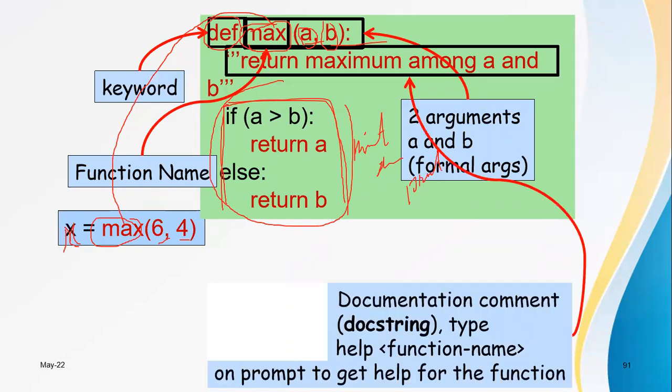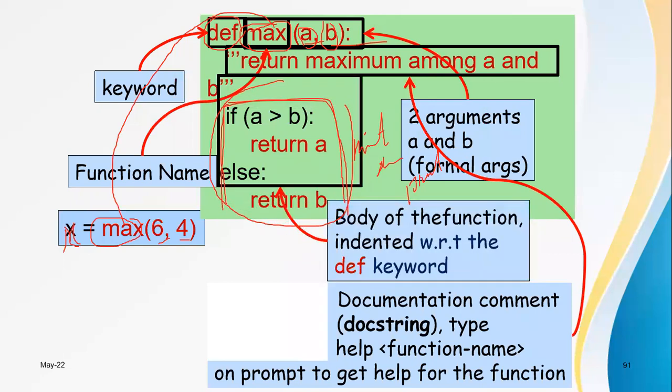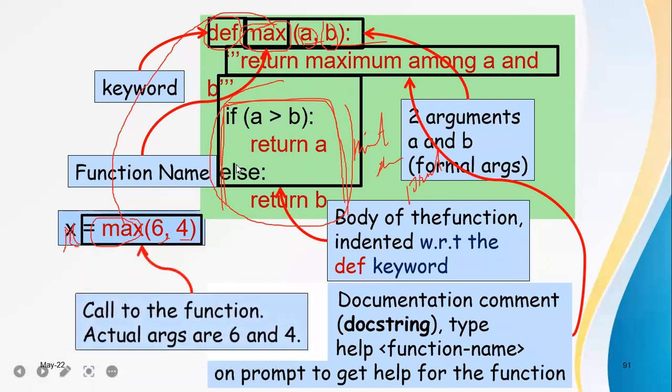This is the comment, a docstring. It says what the function really does. This is the body of the function. It will always be indented, it will be within. Can you see? There is a space here. Call the function. Actual arguments are 6, 4.